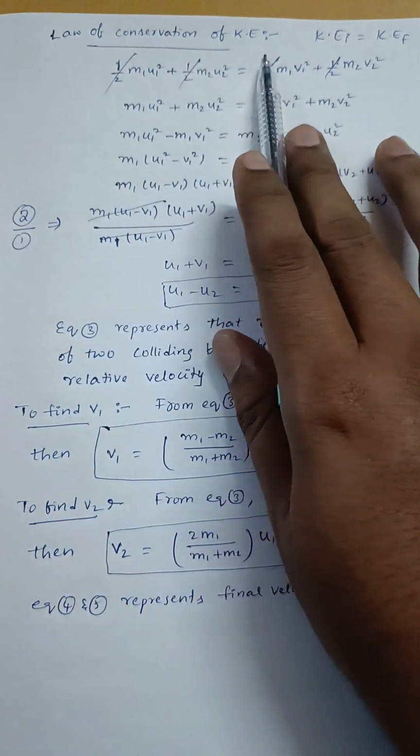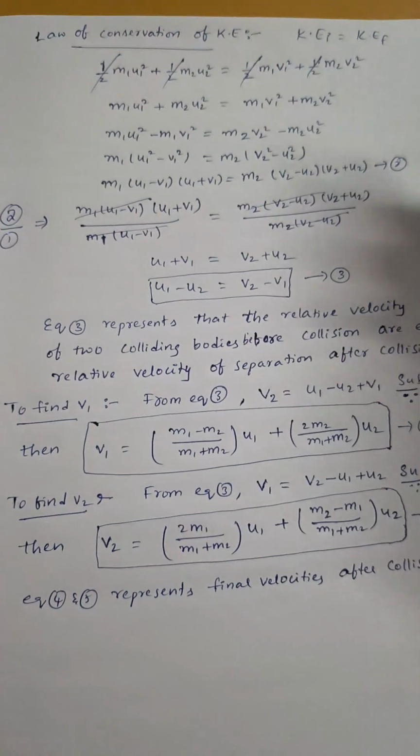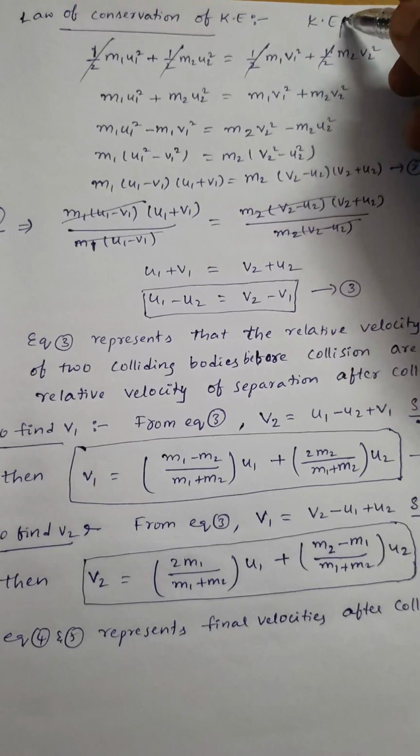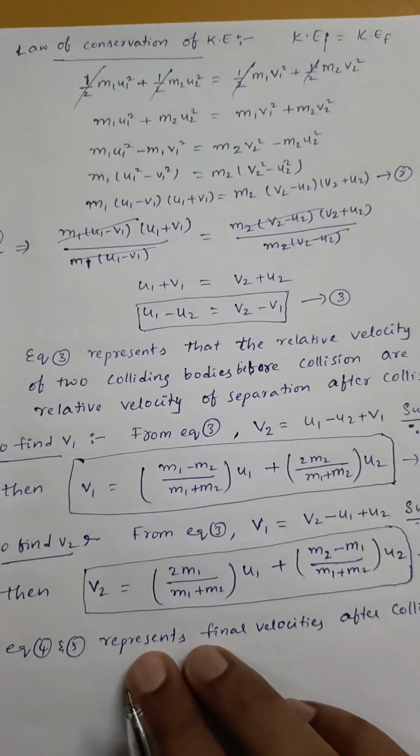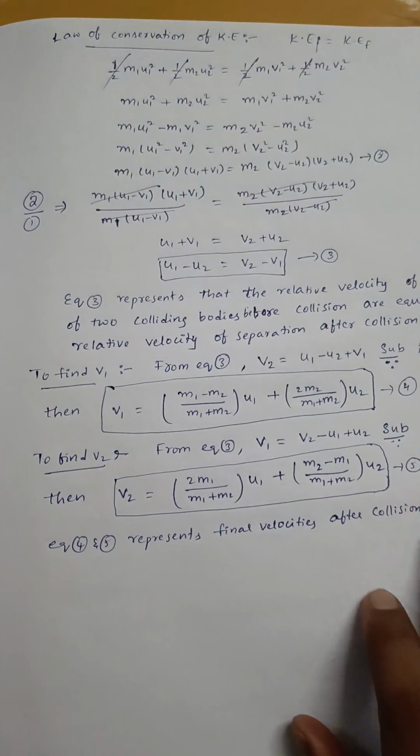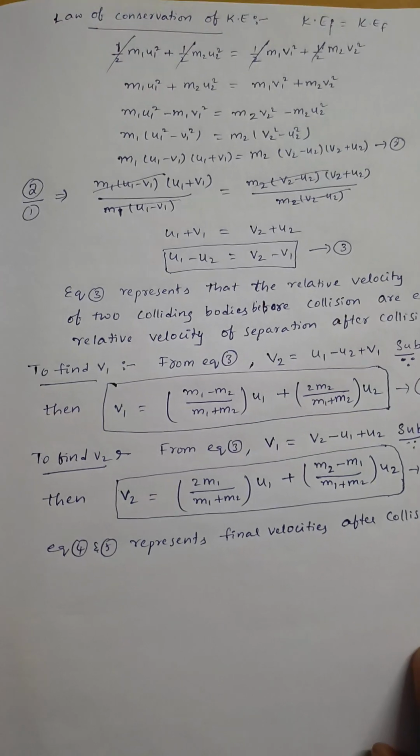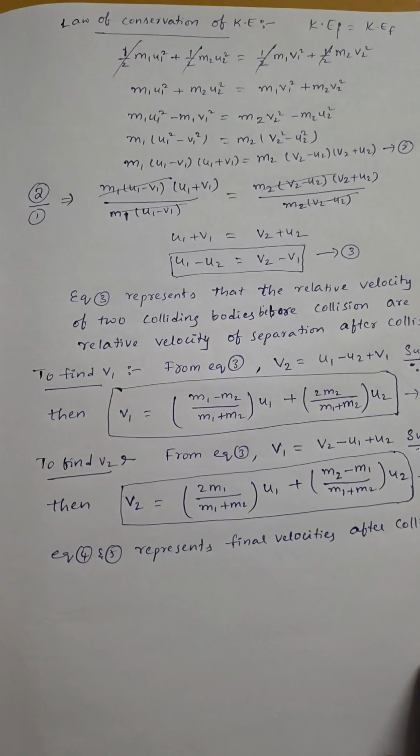Law of conservation of kinetic energy. Similar thing: kinetic energy initial is equal to kinetic energy final. Now the kinetic energy formula is half mv square.